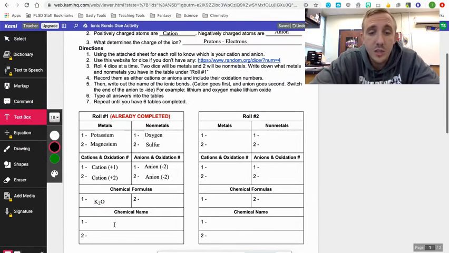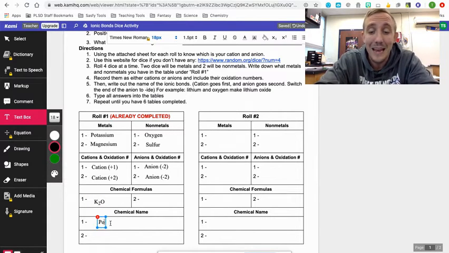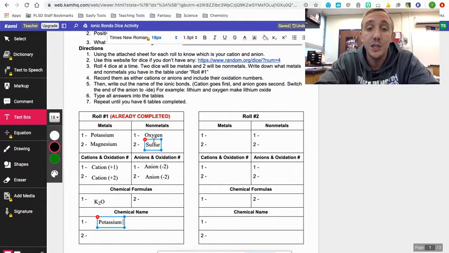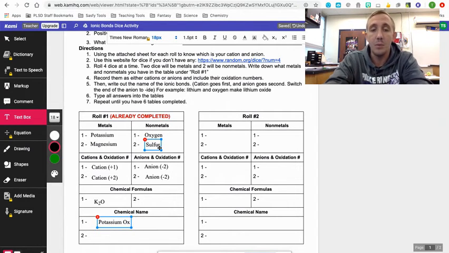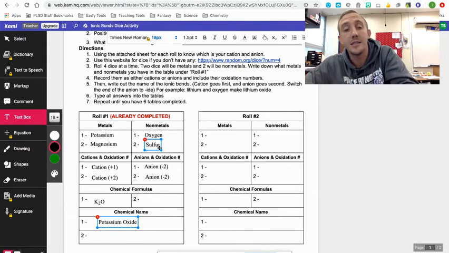Okay. And so the chemical name, remember, is going to name the first metal. So potassium is the metal. So I'm going to go ahead and name potassium, and then I go ahead and change the ending to oxygen. So it would be potassium oxygen. Well, remember, I changed the ending to "ide," so it's potassium oxide.